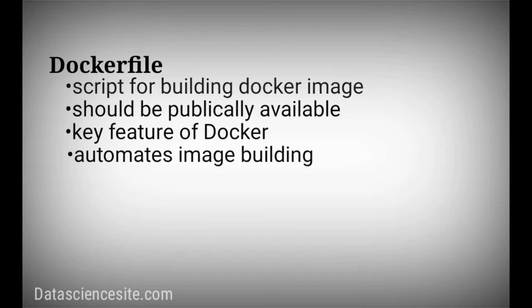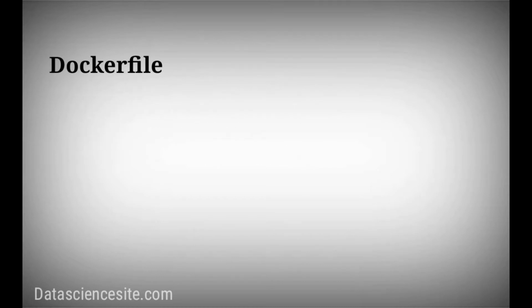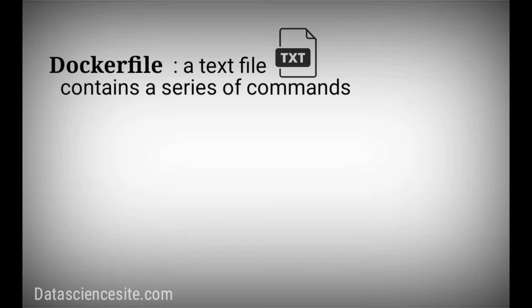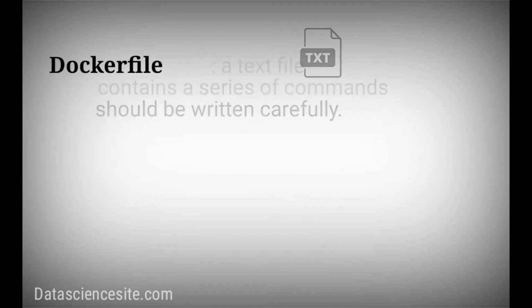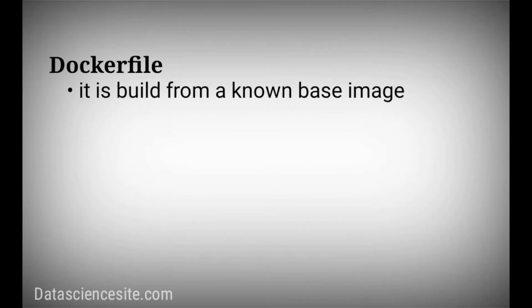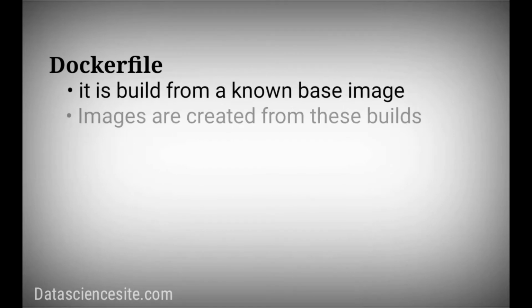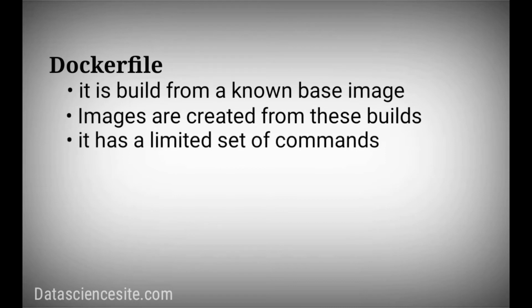First of all, let's see what exactly a Dockerfile is. A Dockerfile is a text file. It contains a series of commands in it. These commands are serious, and hence you should write them carefully. Dockerfile is built from a known base image. Images are created from these automated builds. And it specifies the build with some limited commands.